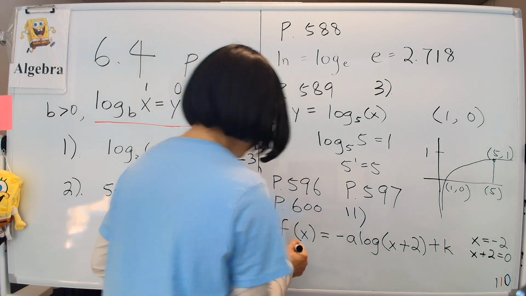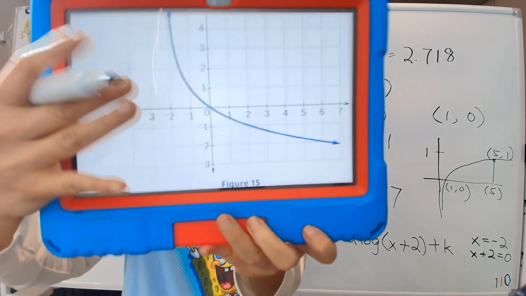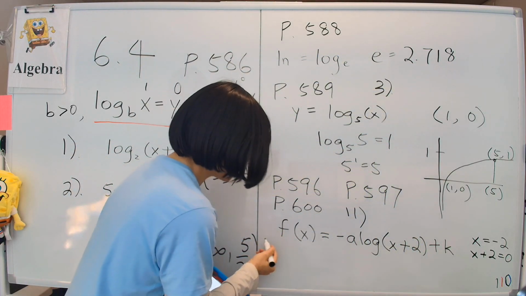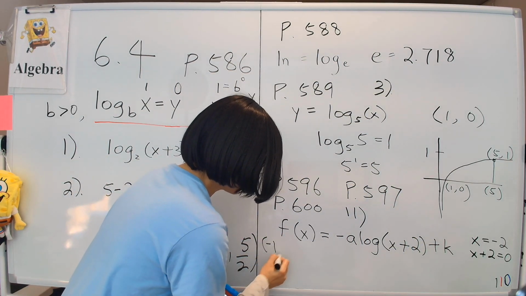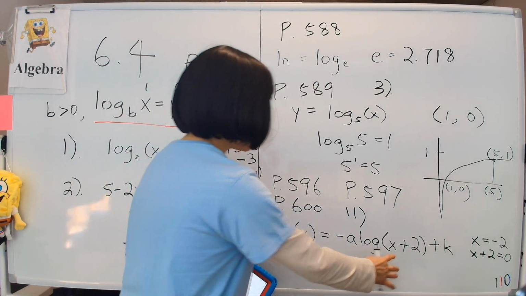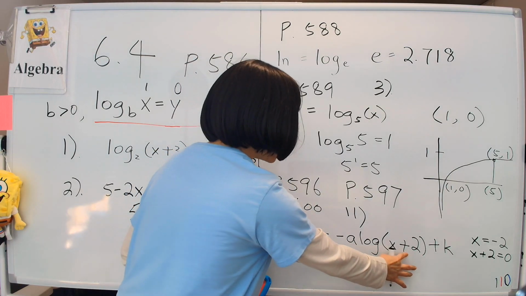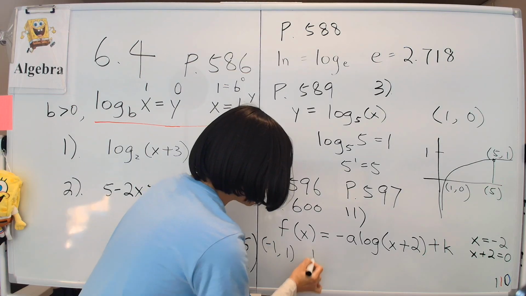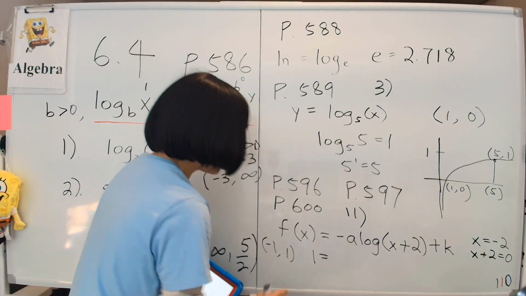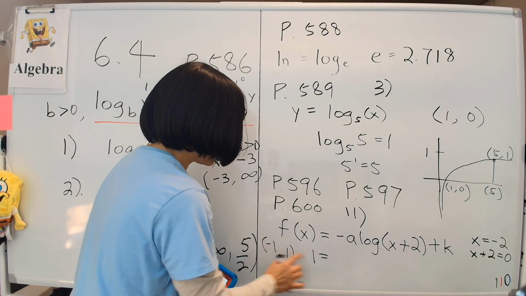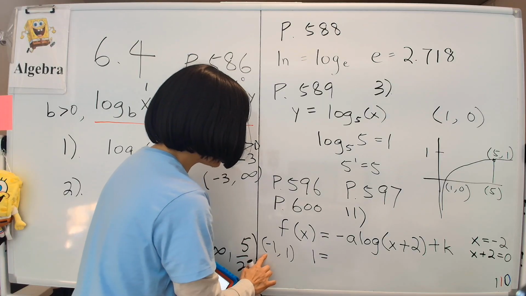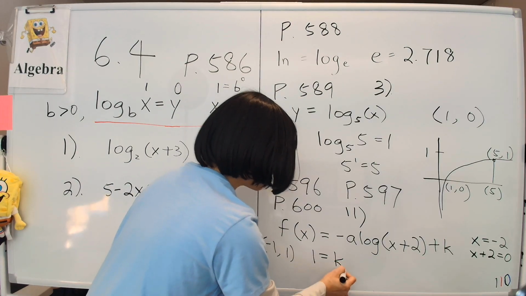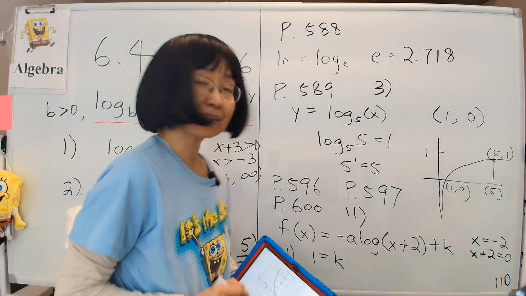So let's figure out, now on the graph, when x is -1, y appears to be 1. So we'll plug this point in here, -1 and 1. And when we plug it in here, this becomes log 1, and the whole thing is 0. So when y, that is f of x, is 1, then this whole thing becomes 0, and we get k. So just that one step, and we figure out what k is.